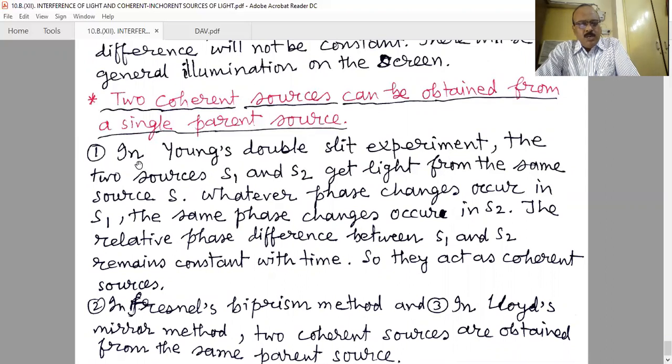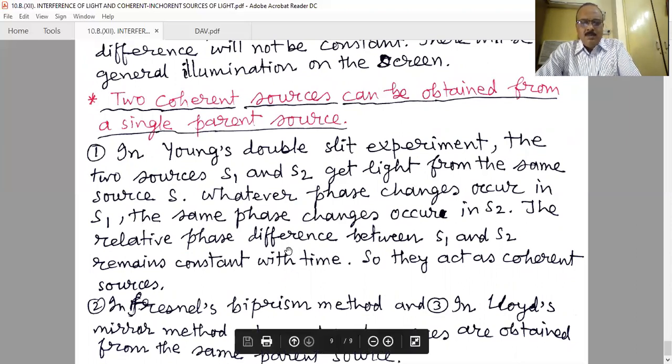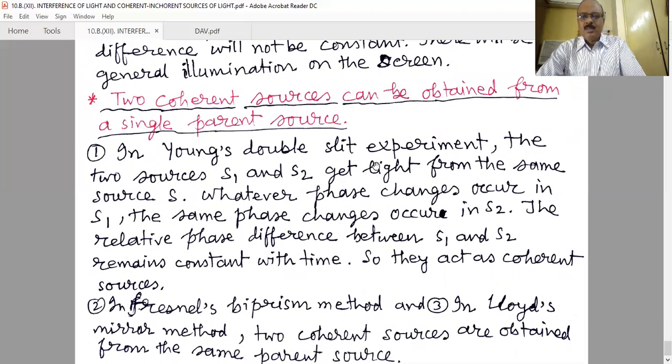We have to read about the Young double slit experiment, and that will be our next lesson. In the Young double slit experiment, the two sources S1, S2 get light from the same source S. Whatever phase changes occur in S1, the same phase changes occur in S2. The relative phase difference between S1 and S2 remains constant with time, so they act as coherent sources. When we study the Young double slit experiment, it will be clear.